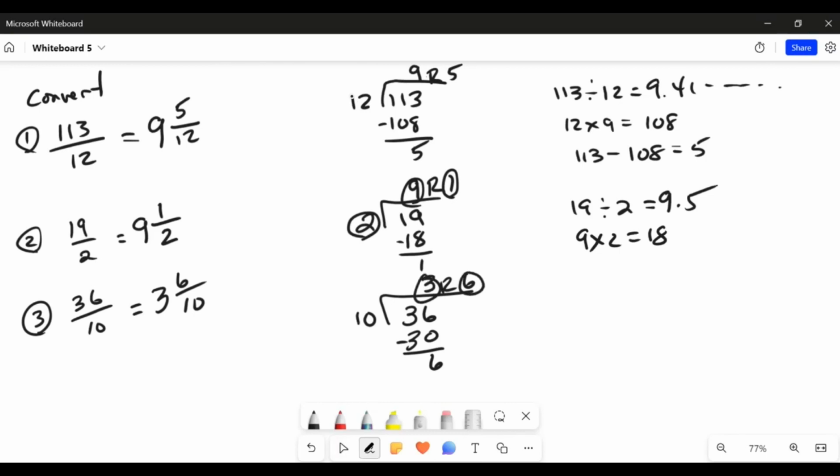3 and 6 tenths. But that is not reduced. 6 tenths is not reduced. So the whole number part stays the same, but we know that we can take 6 and divide it by 2, and 10 and divide it by 2. 6 divided by 2 is 3. 10 divided by 2 is 5. We get 3 and 3/5.